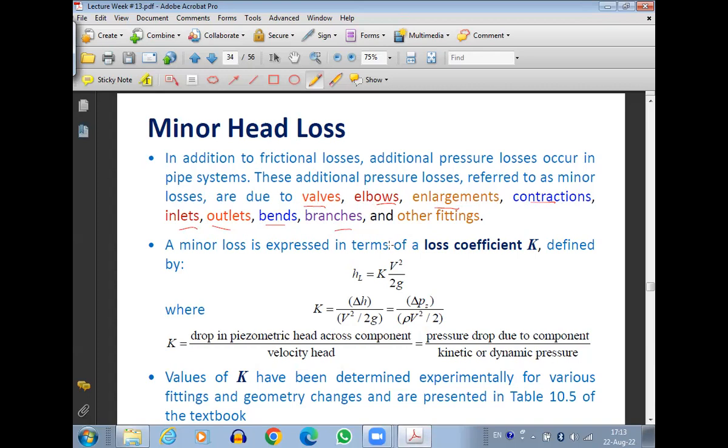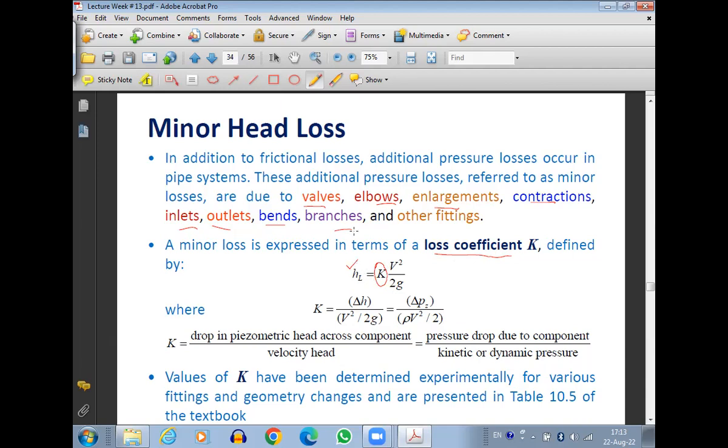So for the case of the minor head losses, we have the loss coefficient K. We determine the loss coefficient K and then we apply it into the basic formulation for the head loss, which is HL equals K V square upon 2g. Okay, so if we know the value of K for that specific minor head loss, we can find out what is the head loss.